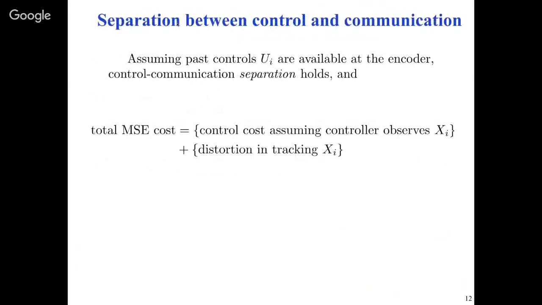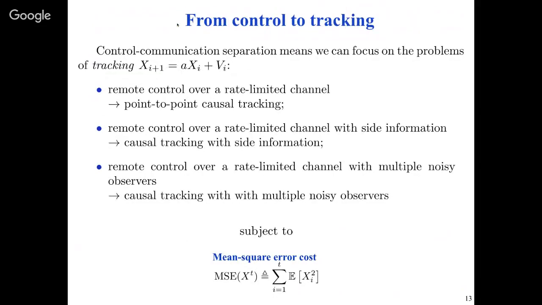Okay. So what does it mean for us? Well, it means we can greatly simplify the system. We can basically only focus on understanding the second term. So we can reduce all our problems to tracking problems. Remote control over a rate-limited channel becomes point-to-point causal tracking. Remote control over a channel with side information becomes causal tracking with side information. And control with multiple noisy observers becomes causal tracking with multiple noisy observers, subject to mean square error cost.